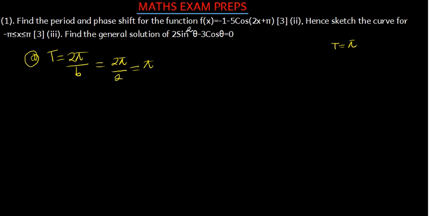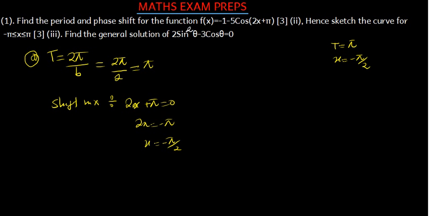Now what will be the shift? For the shift in the x, we are going to get what is inside there and equate it to 0. So 2x + π = 0, so 2x = -π, and then x is going to be -π/2. So this is the shift in the x: x = -π/2. And then the shift in the y, just look at the constant, this number here, so it's -1.